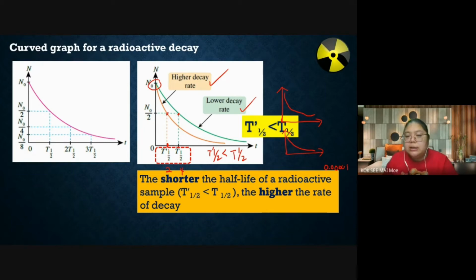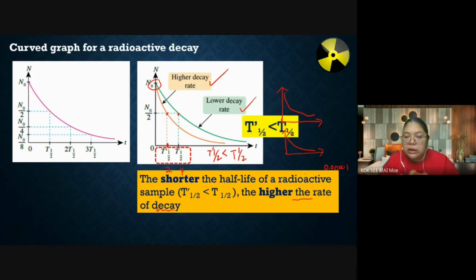The shorter the half-life, that means the shorter half-life means the orange color, of the radioactive, so you can find the higher the rate of decay. Higher the rate of decay means faster to finish. So from here we can find when the half-life is very short, means you are faster to disappear. Okay, faster to finish all the things.